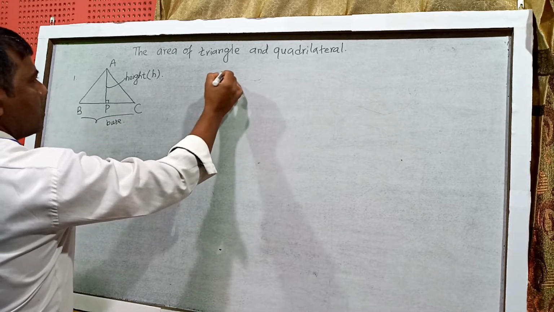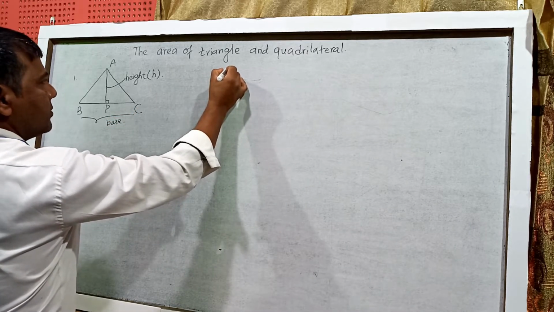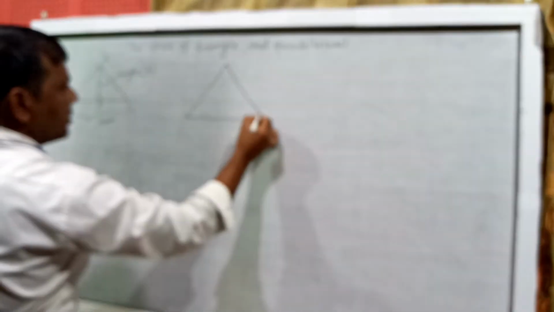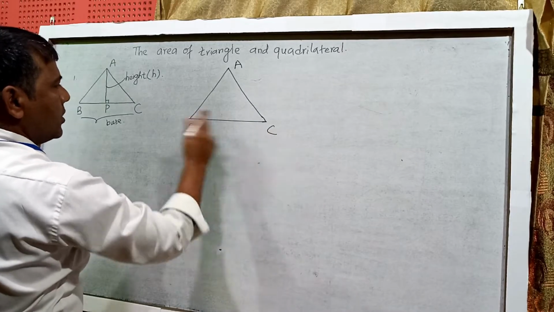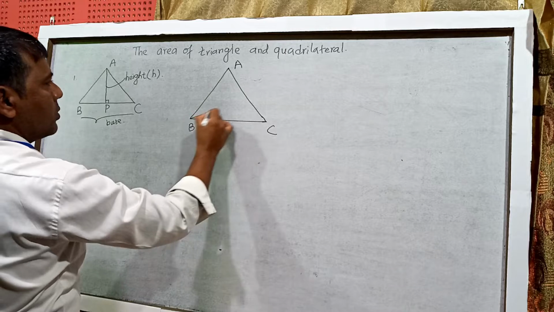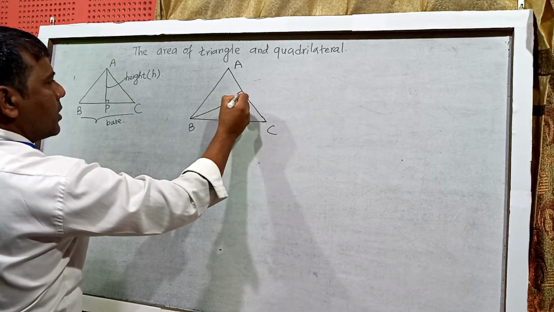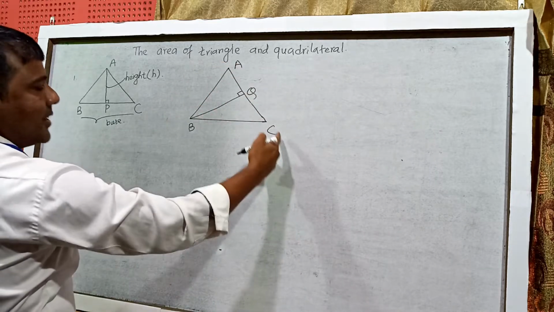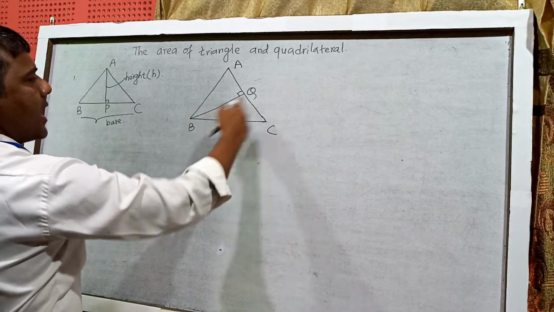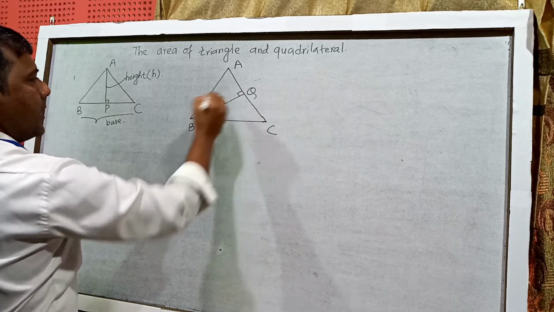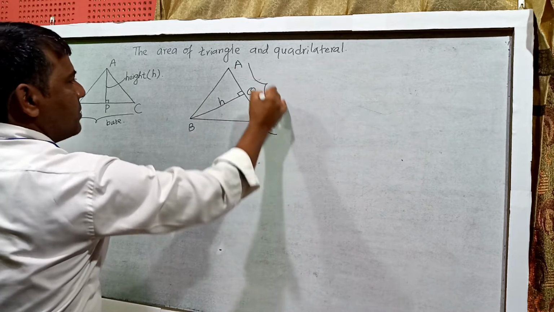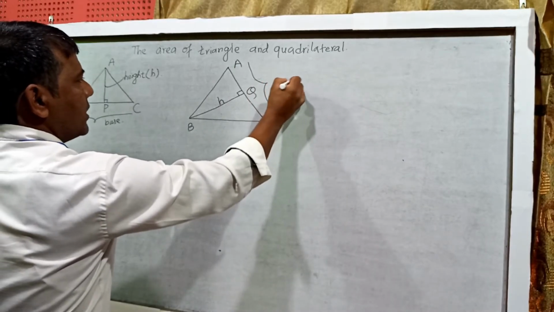Let's look at another triangle. In this triangle ABC, if BQ perpendicular is drawn on the side AC, then BQ is the height, and in this case, AC becomes the base of this triangle. We suppose AC is the base.